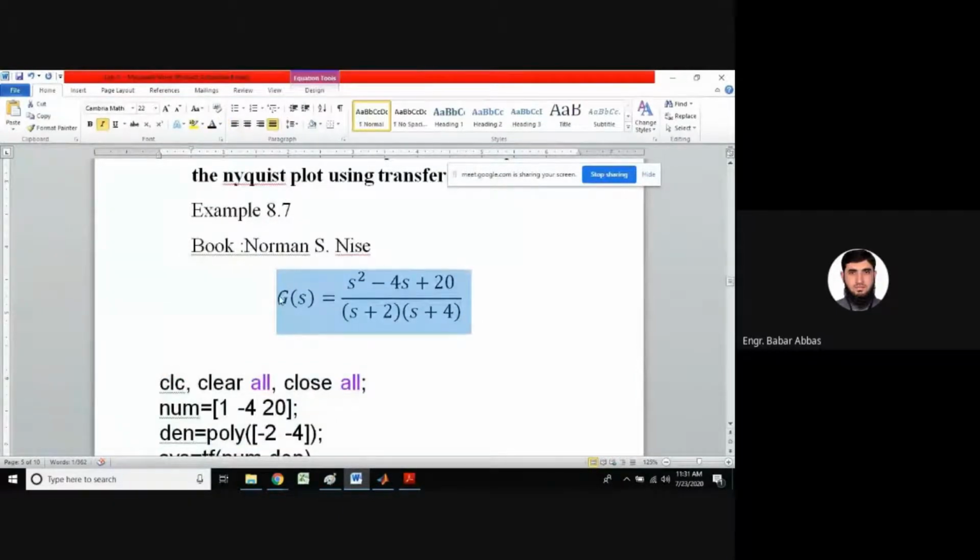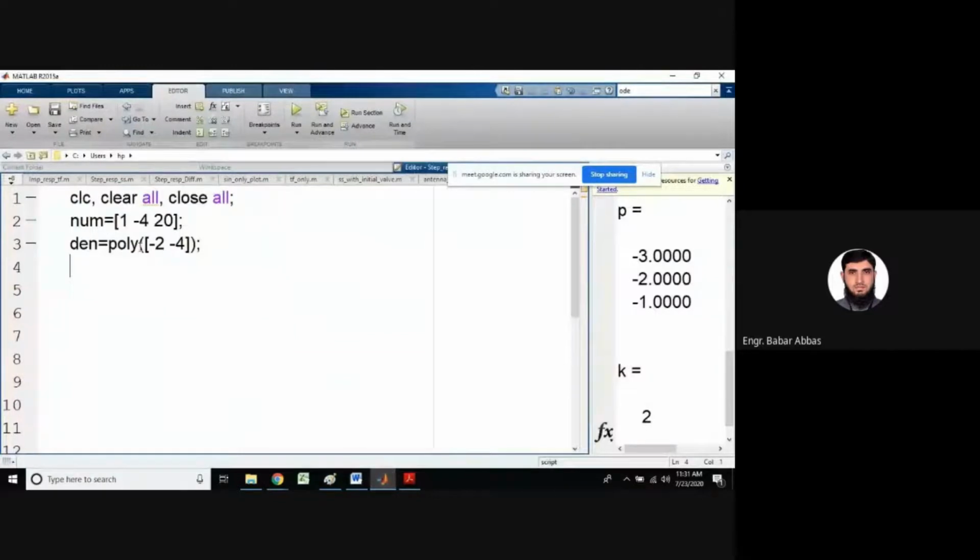Let me write a comment over here so the program may not execute it. G(s) is, this is the value of the numerator and denominator. So the num here is equal to 1, minus 4 and 20. Similarly, the denominator is in factored form, so we will use the command poly of minus 2 and minus 4.